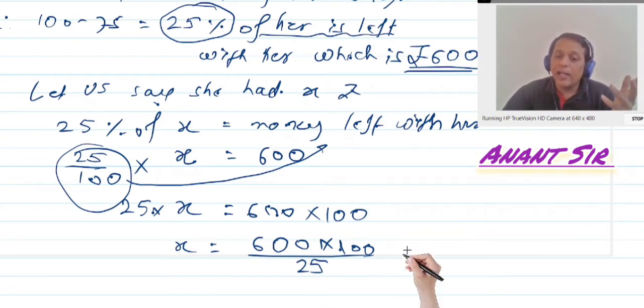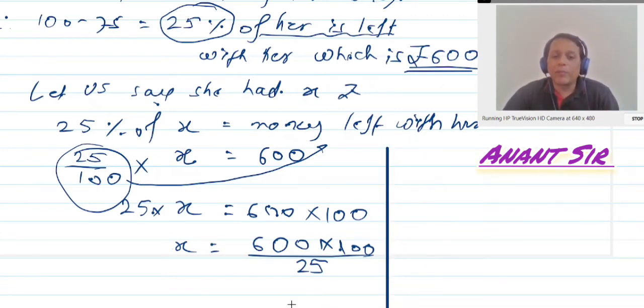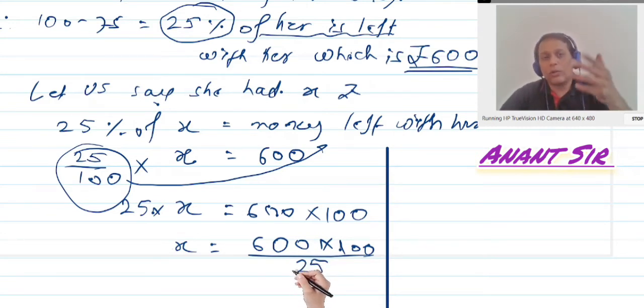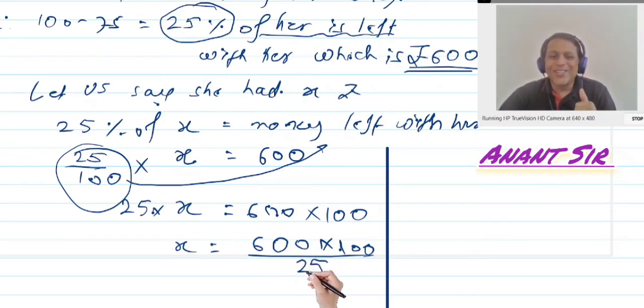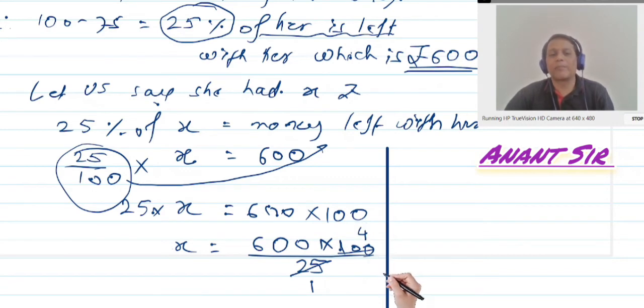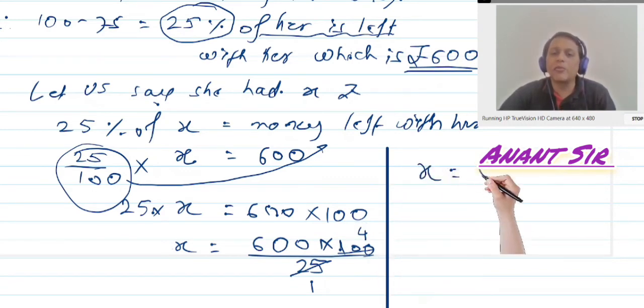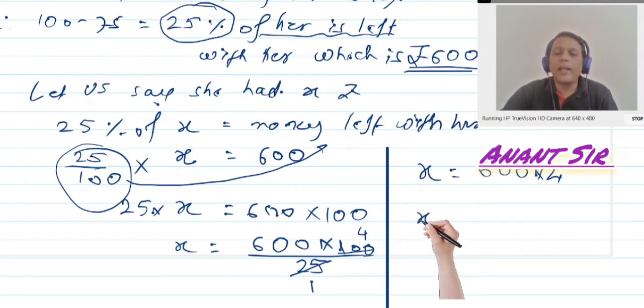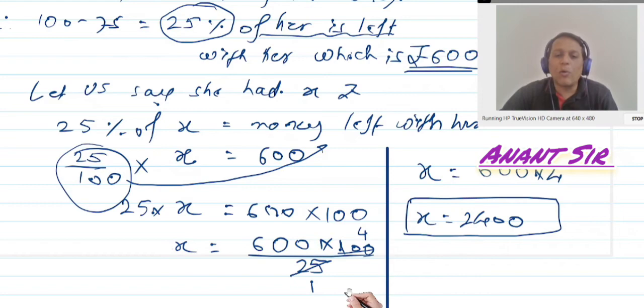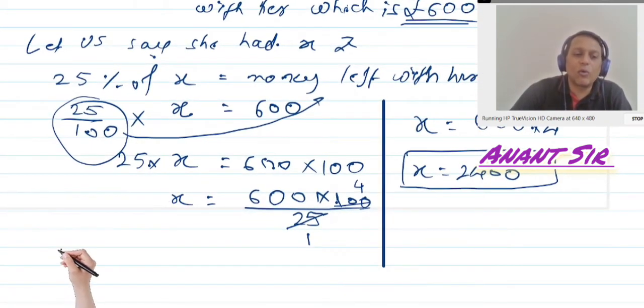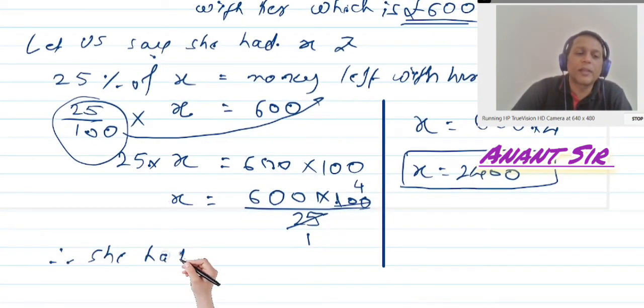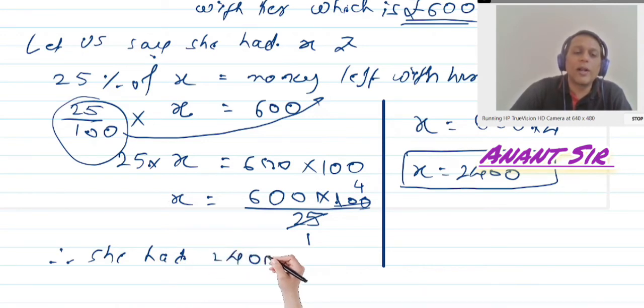Now I can divide 600 also by 25, or I can divide 100 also by 25. So I am going to divide 100. I know the table up to 250 only. Okay. So 25 ones are 25, 25 fours are 100. Now what is the answer? 600 times of 4. So we get the final answer is 2400. So this was the amount she had in the beginning. Therefore, she had 2400 rupees in the beginning.